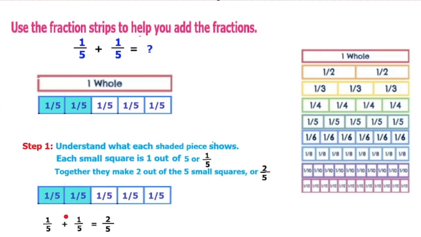So 1/5 plus 1/5 equals 2/5 because there's 2 of them shaded. So you've added your first fraction, and that's as simple as it is.